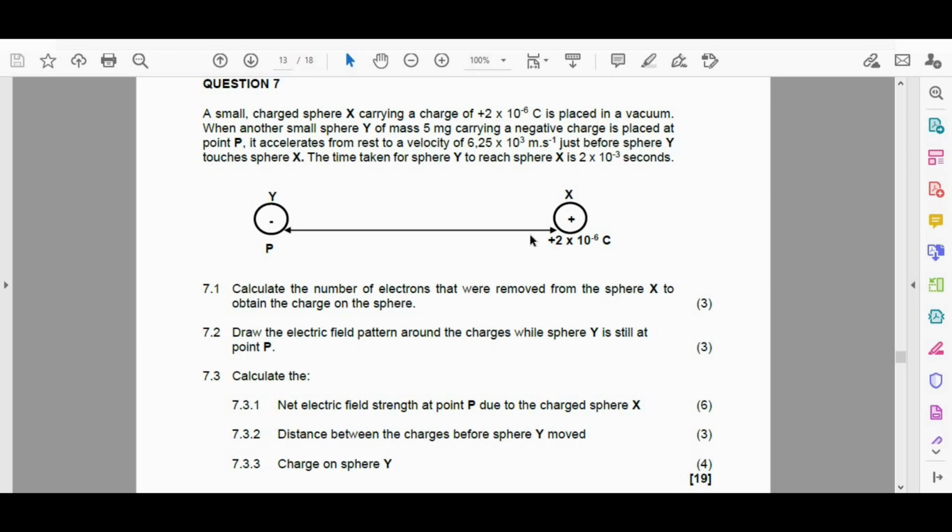I'm going to give you 20 minutes for this question, and I'm going to mark it with intense detail afterwards. Let's see what we remember. This is revision. Let's see how well we do.